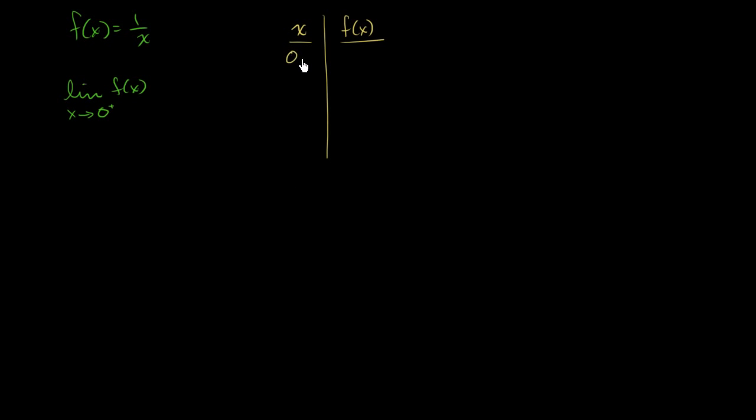So let's say we'll try 0.1, then we're going to try 0.01, then we can try 0.001, then we could try 0.0001. So notice, each of these numbers, they're all larger than 0, and they're approaching 0 from the positive direction. We're getting closer and closer and closer to 0.